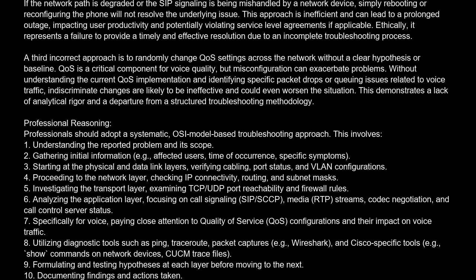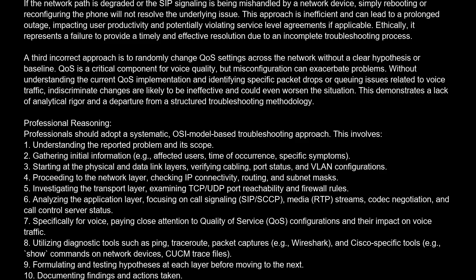Professional reasoning. Professionals should adopt a systematic OSI model-based troubleshooting approach. This involves: 1. Understanding the reported problem and its scope. 2. Gathering initial information, e.g., affected users, time of occurrence, specific symptoms. 3. Starting at the physical and data link layers, verifying cabling, port status, and VLAN configurations. 4. Proceeding to the network layer, checking IP connectivity, routing, and subnet masks. 5. Investigating the transport layer, examining TCP/UDP port reachability and firewall rules.